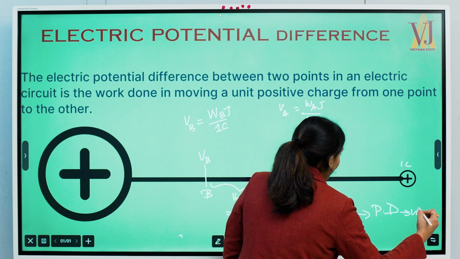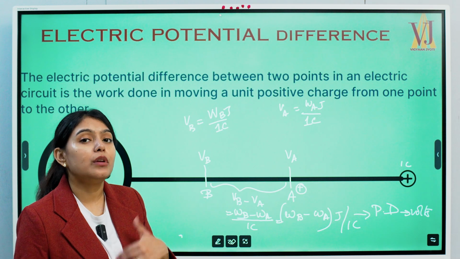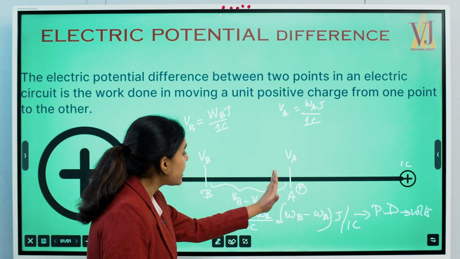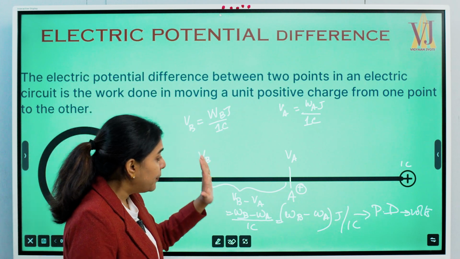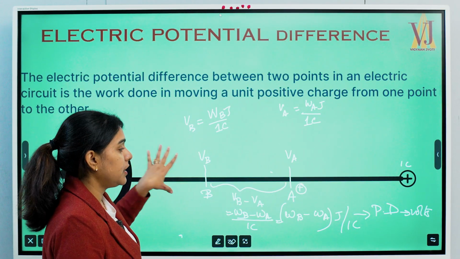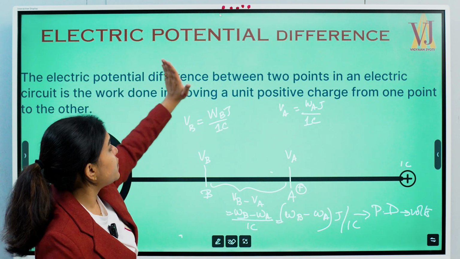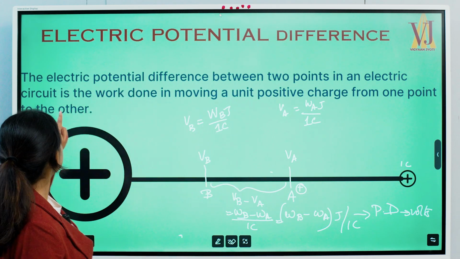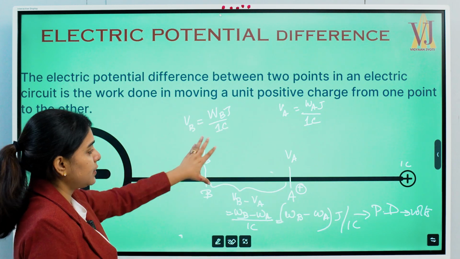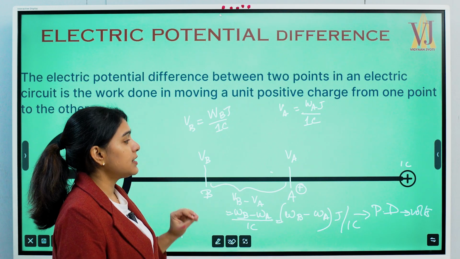The answer will be in volts. Why? Because you are already doing it in joule per coulomb. So whenever it is joule per coulomb, we will say that as volts. So potential difference is basically how much extra work you have done in bringing this positively charged particle from this point to this point. Did you understand this part? Just the extra work. So potential difference between 2 points, A and B, is the work done in moving a unit positive charge from one point to the other. This extra work that has been done is known as the potential difference.